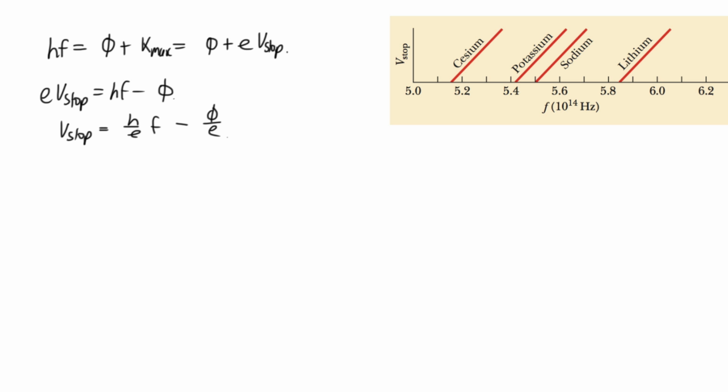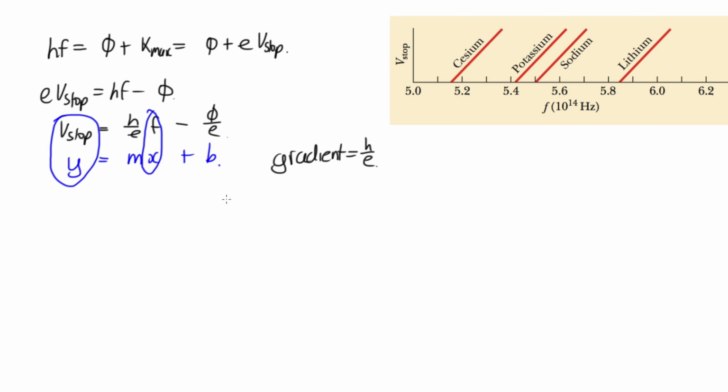So we're now going to equate this to y is equal to mx plus b. And so we can see this is what's on the y-axis. This is what's on the x-axis. So this tells us that the gradient is equal to h over e, and the y-intercept is equal to minus phi on e.